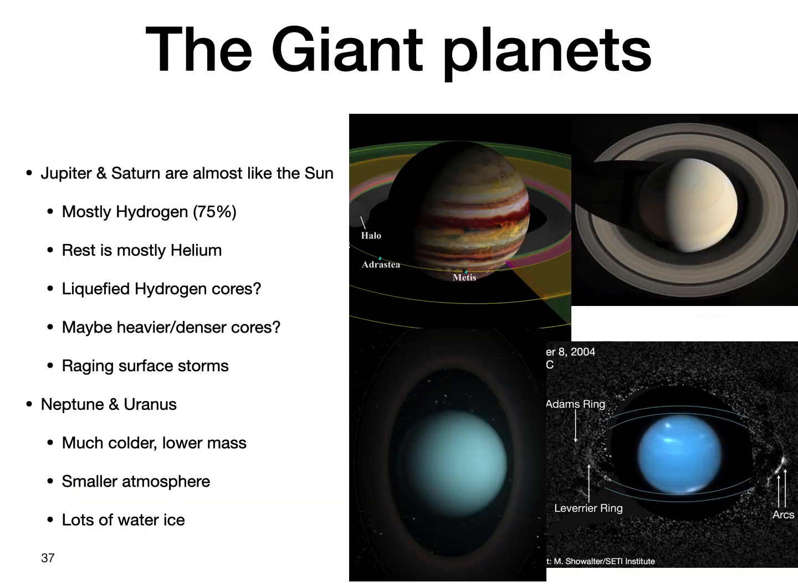So the giant planets we already looked at to some extent. They're mostly hydrogen. The rest of it is mostly helium. That's for Jupiter and Saturn.